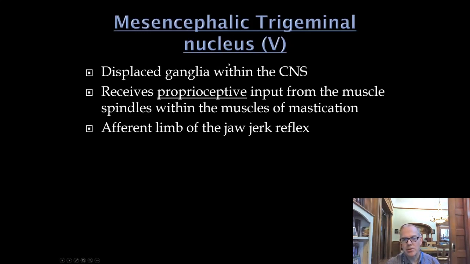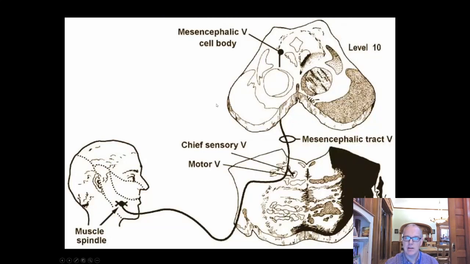Now, the mesencephalic trigeminal nucleus is really a displaced ganglia, like the dorsal root ganglia, but it gets shoved into the central nervous system. All right, and so the mesencephalic nucleus, you want to associate that with proprioceptive information, and so information from muscle spindles about where your jaw is in space go back to the mesencephalic trigeminal nucleus. And then, not surprisingly, this is activated by the jaw jerk reflex. So you tap the jaw, it's going to activate muscle spindles, and therefore the mesencephalic trigeminal nucleus. Okay, so here's the input.